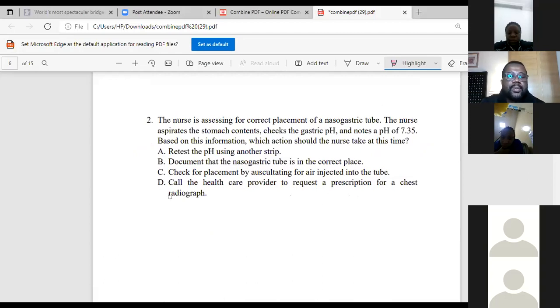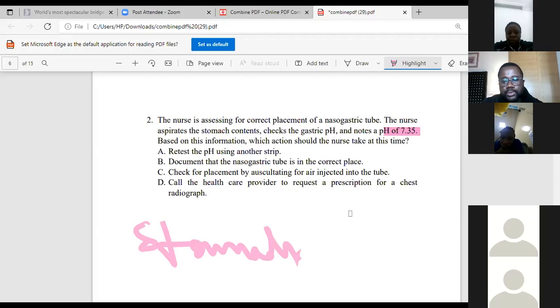Question number 2. The nurse is assessing for correct placement of nasogastric tube. The nurse aspirates the stomach contents, checks the gastric pH, and notes a pH of 7.35. Based on this information, which action should the nurse take at this time? pH is 7.35. What is the stomach pH?